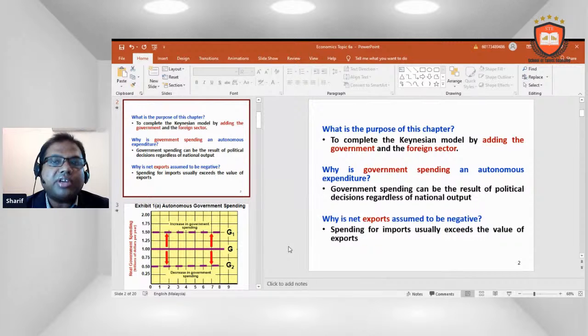The objective of this chapter is to complete the Keynesian model by adding the government and the foreign sector. Why is government spending an autonomous expenditure? Government spending can be the result of political decisions regardless of national output. Why is net export not assumed to be negative? Spending for imports usually exceeds the value of exports.